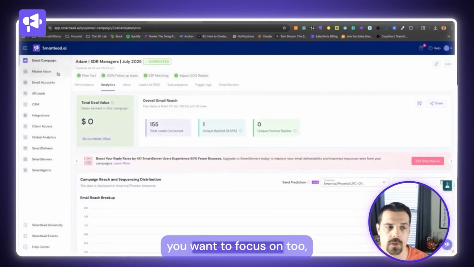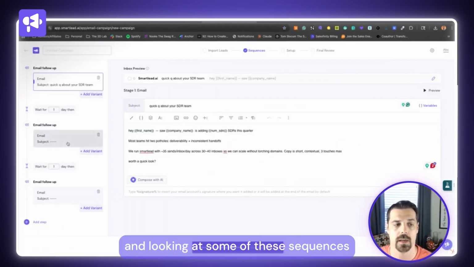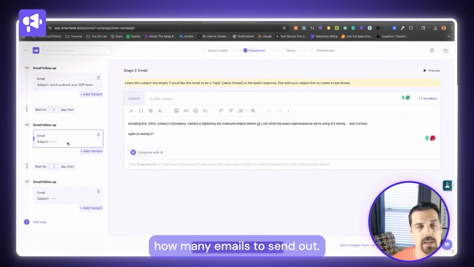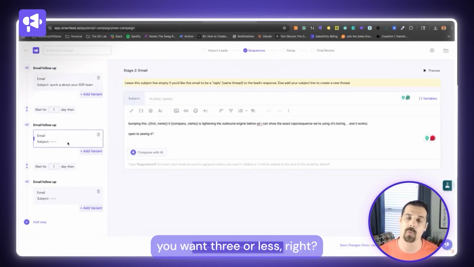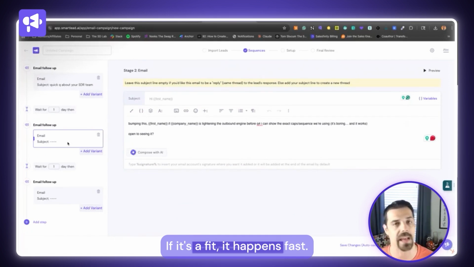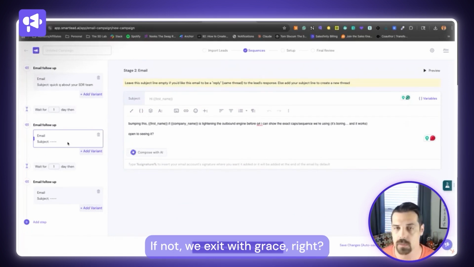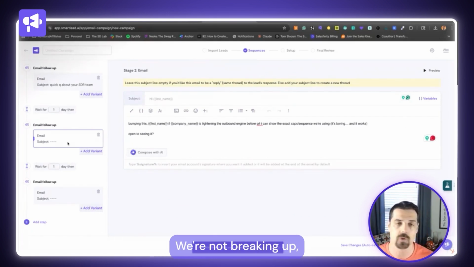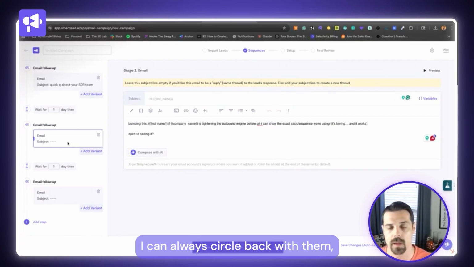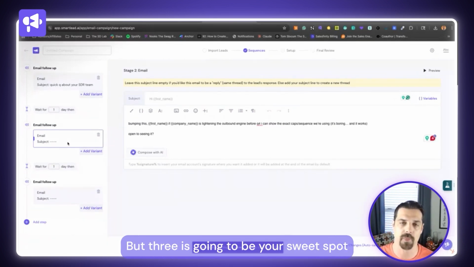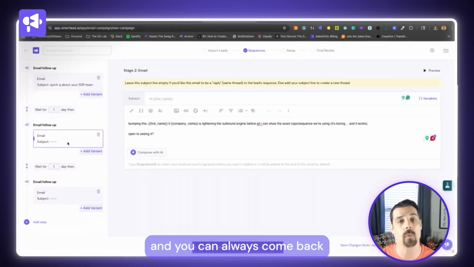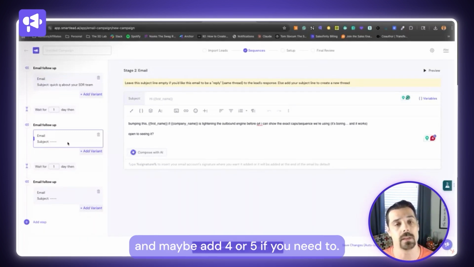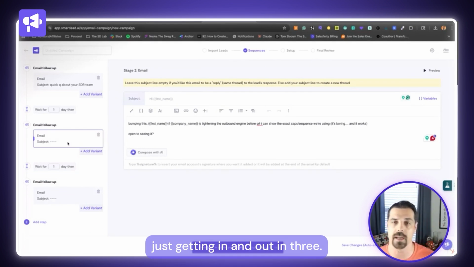The other key thing you want to focus on in looking at some of these sequences is 3 touches. Everybody always asks how many emails to send out. The reality is you want 3 or less, right? If it's a fit, it happens fast. If not, we exit with grace, right? We're not breaking up. We're just putting a pin in it. I can always circle back with them, start up another campaign to them, but 3 is going to be your sweet spot. You can always come back and maybe add 4 or 5 if you need to, but we've seen a lot of success in just getting in and out in 3.